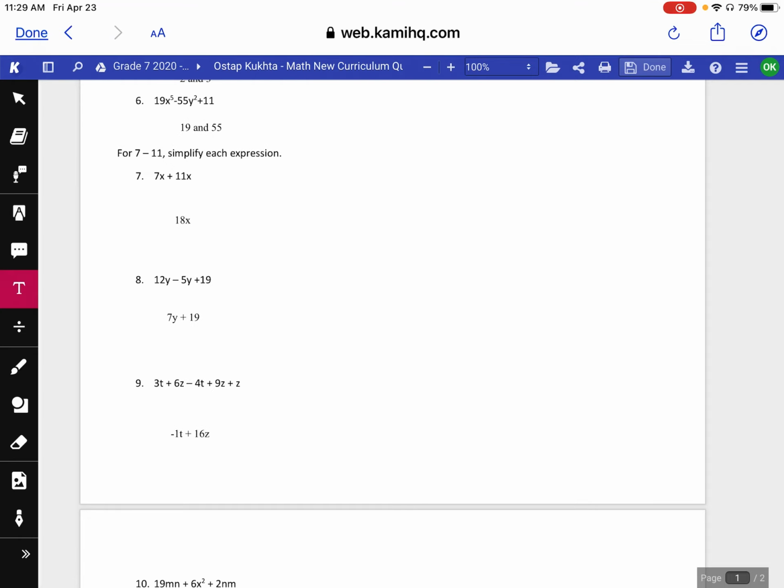For this, I decided to pick 7 because it's the easiest to explain. Basically, if you want to simplify, you just have to add all of the like numbers that have the same variables with the other ones. So for 7, it would be 18, because both 7 and 11 have x as a variable.